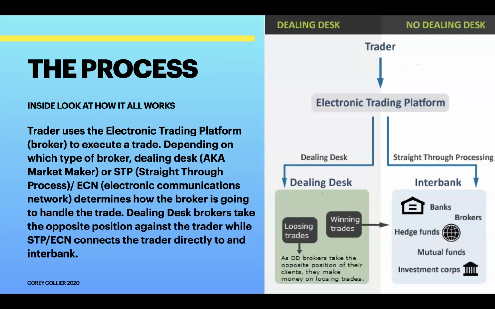All right, so here's how the whole process works. When you enter a trade, this is what happens, okay? So you've got the trader. We're over here, right at the top. You've got the trader using an electronic trading platform. That platform is your broker, whether it's TD Ameritrade, OANDA, or KOTFX, right? Depending on what type of broker you have is going to determine your trade experience, okay?